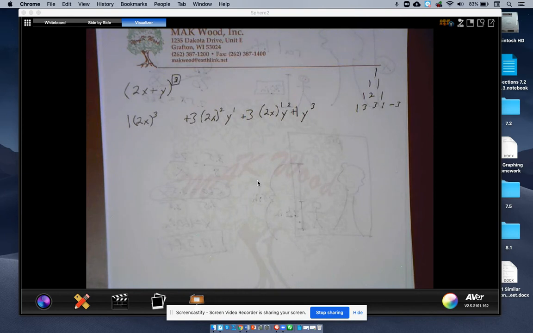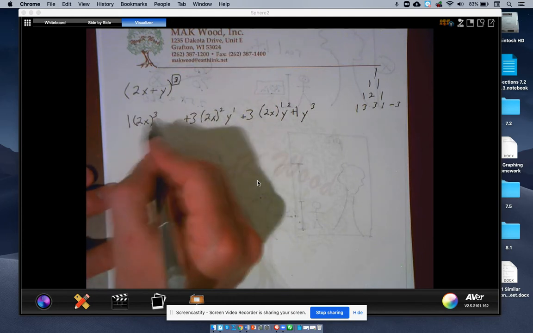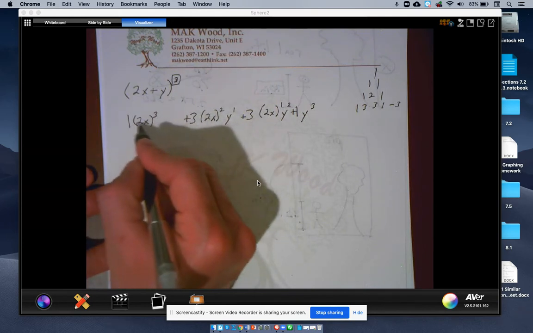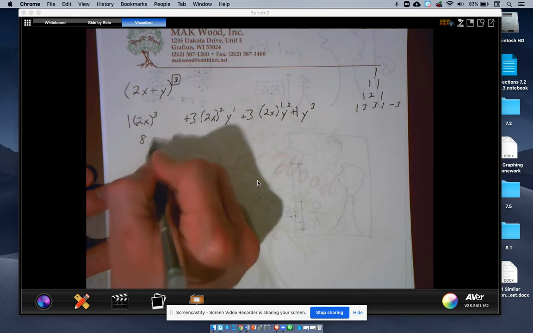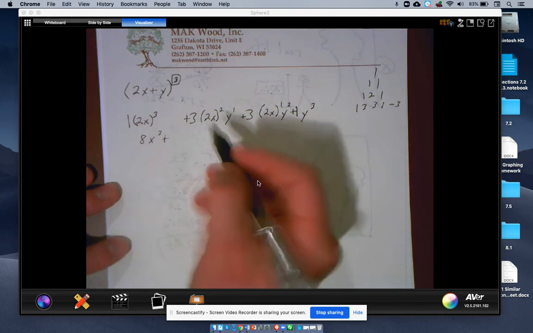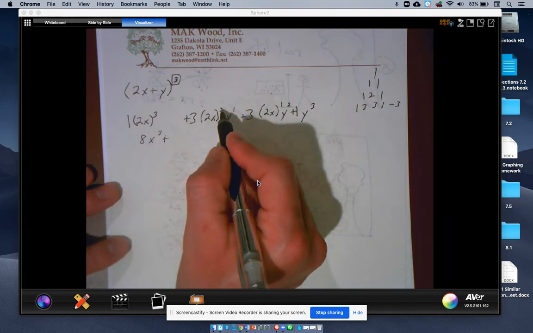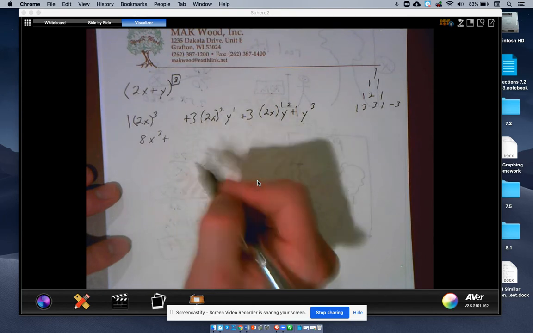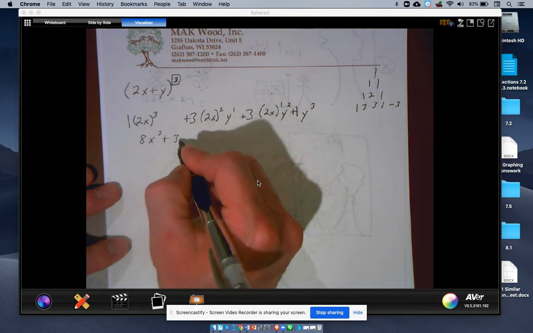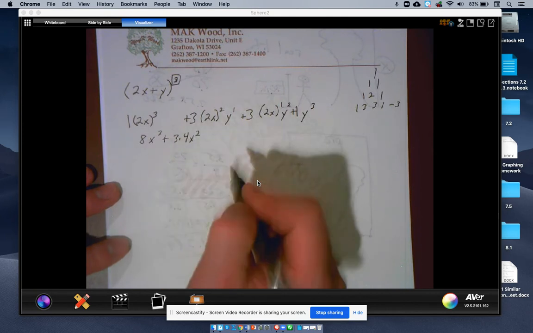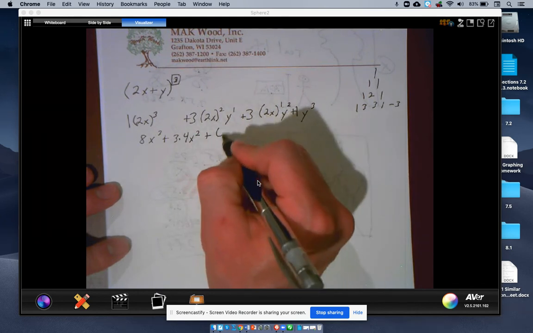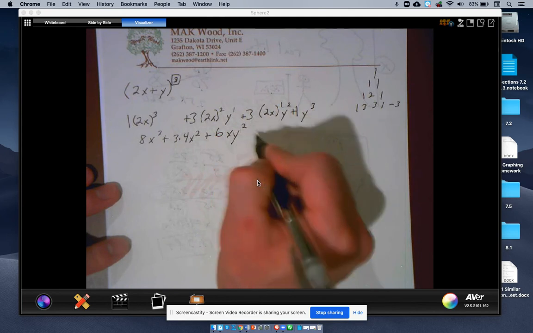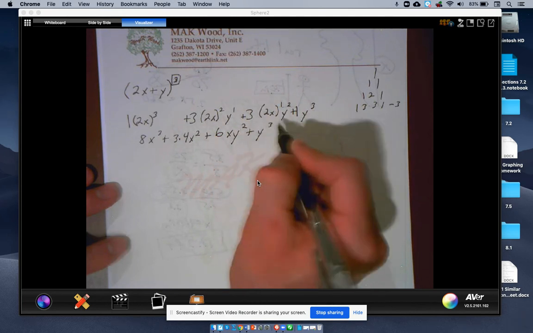Now I'm done here. However, I should simplify a little bit. So here's how I'm going to simplify it. I have to cube both of these. Okay, cubing both of those. I have 2 cubed, 8. X cubed is x cubed plus. Now I have to square these. So I'm going to square the 2, square the x. So I have 3 times 4x squared plus. Now here I've got 3 times 2 is 6 xy squared plus y cubed.